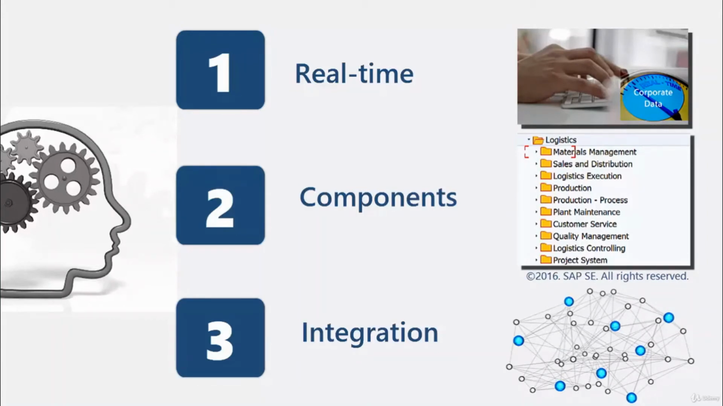Second, the ERP software is complex and consists of many individual components covering the core functions of a company. Third, the components are fully integrated, meaning that data is passed automatically to all relevant parts of the software.